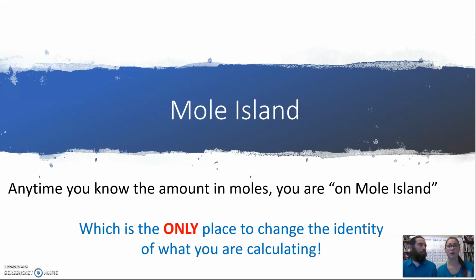We're going to be using this all throughout General Chemistry 1 and actually General Chemistry 2, so this is a very good thing to make sure that you understand. If you like it, use it. If not, you can just cancel units. But it's the only place where you can change from one thing to another, from carbon to hydrogen, from methane to carbon, whatever. If you have information about one thing and you need information about another, that's when you know you have to go to Mole Island.